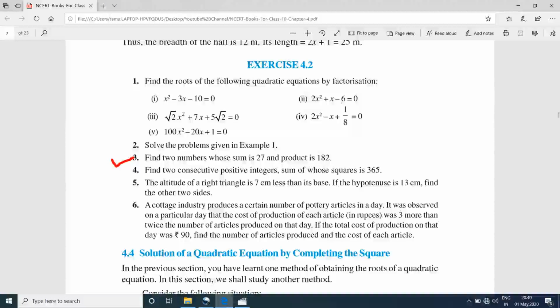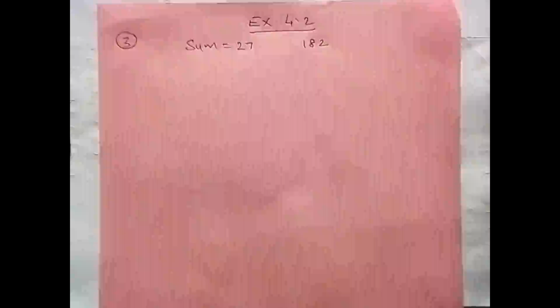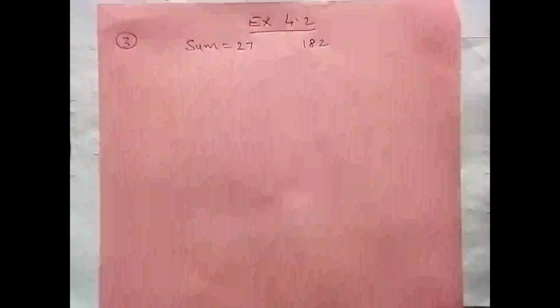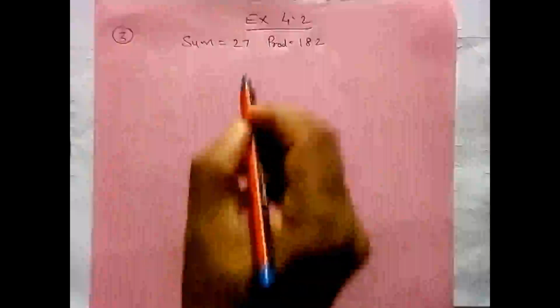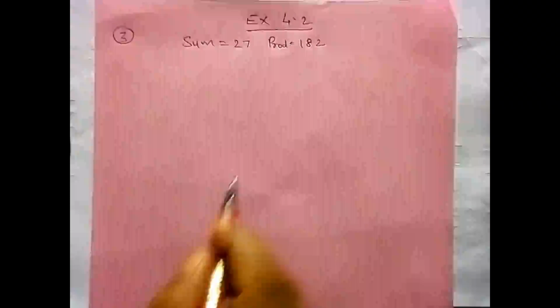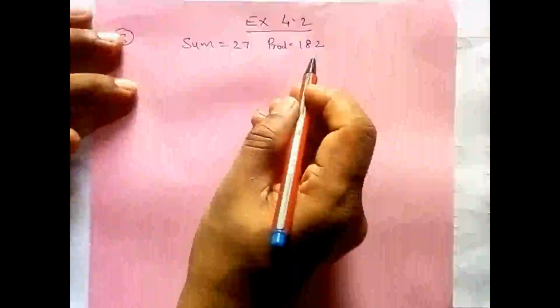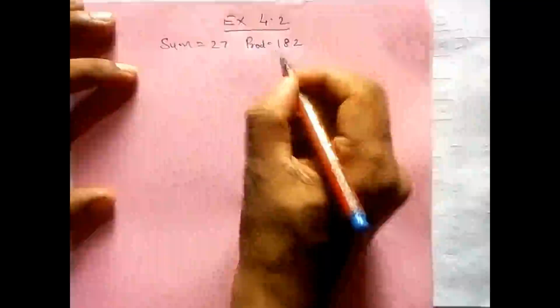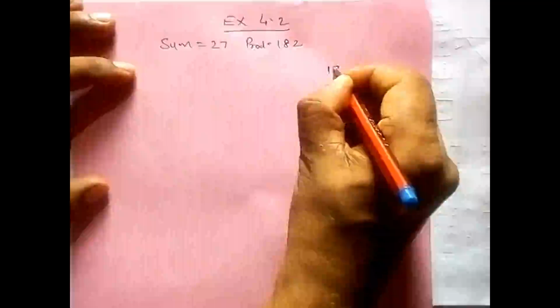Find two numbers whose sum is 27 and product is 182. That's a simple question. In such a situation, if you can figure it out mentally, that is well and good, but that may not be possible every time. So a formal method will be to factorize this 182. We will try to do it in that way.